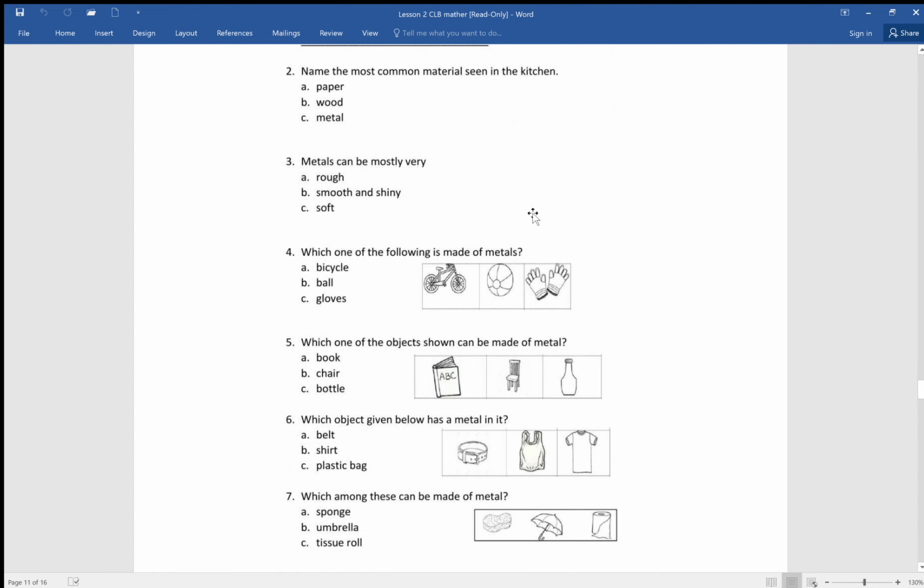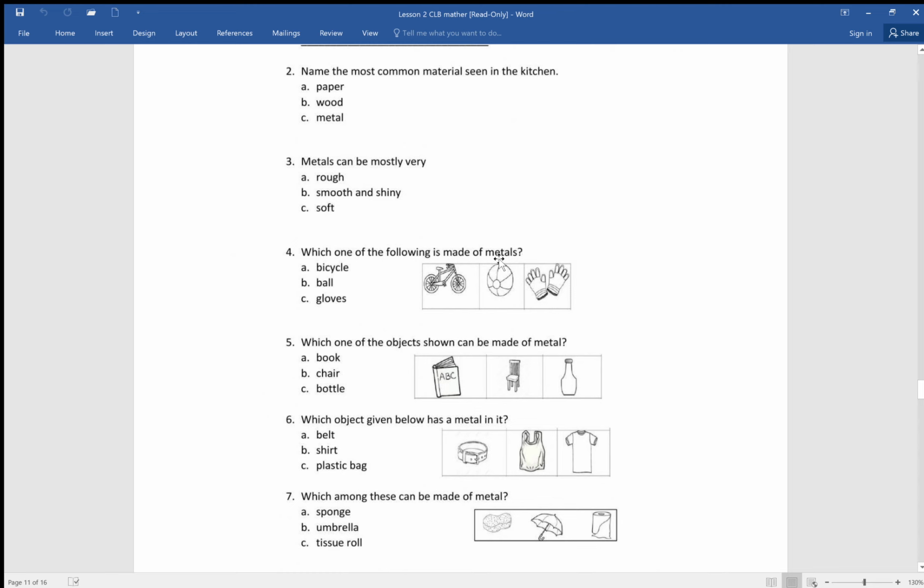So, what is the most common material that you usually see in your kitchen? A, paper, B, wood, or C, metal? Yes, that's correct. It's C. I do know some houses are made of wood, but in this case, let's say it's a brick house. What can metals usually be? Rough, smooth and shiny, or soft? Yes, it's smooth and shiny. It's not soft at all. If you touch a metal yourself, it doesn't feel that soft, but it doesn't feel rough, right?